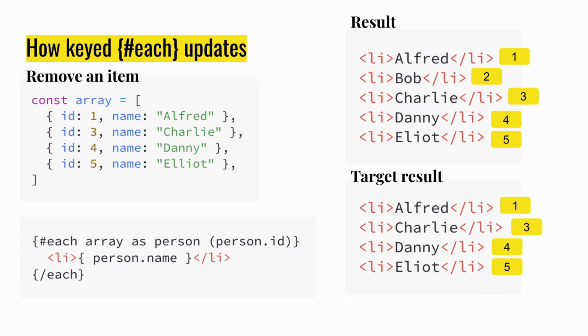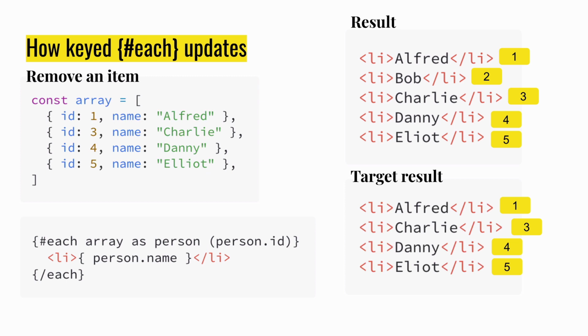Let's take a look at another example when we try to remove an item. So over here we have remove Bob, just like how we did when we removed Bob, the second item in the each array, each logic block in the previous example. So let's do the same thing again. Right now on the screen we have 5 elements with 5 different keys, and what we want to end up with is only 4 elements with 4 different keys.